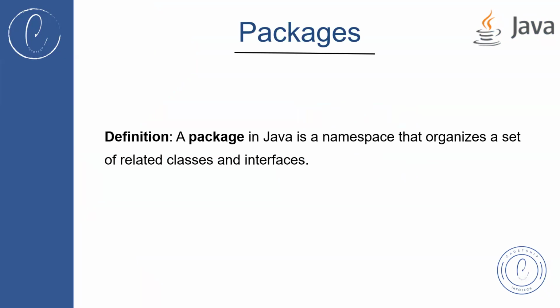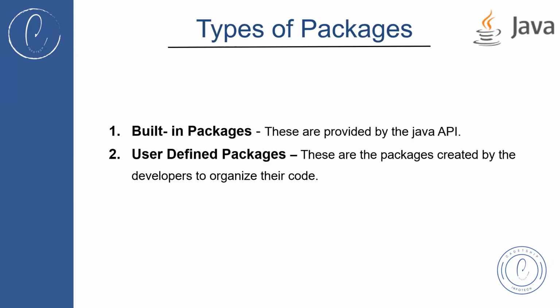So what are packages? A package in Java is the namespace that organizes a set of related classes and interfaces. Just consider the English meaning of package. A package is something that contains interrelated things, or just things packed inside something. Like that, in Java also we organize the set of related classes and interfaces in something that we call a package. Basically, in Java, we have two types of packages.